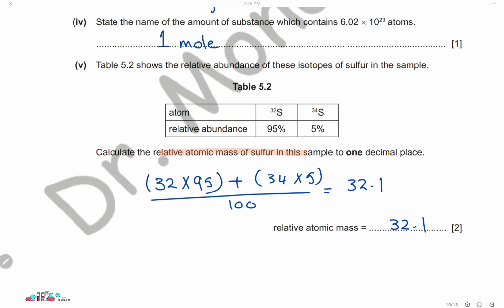The table shows the relative abundance of these isotopes of sulfur in the sample. We have 2 isotopes, the first one 95% and the second is 5%. So we will multiply the sulfur 32 by its percentage plus the sulfur 34 multiplied by its percentage, divided by 100. The relative atomic mass of sulfur will be 32.1.